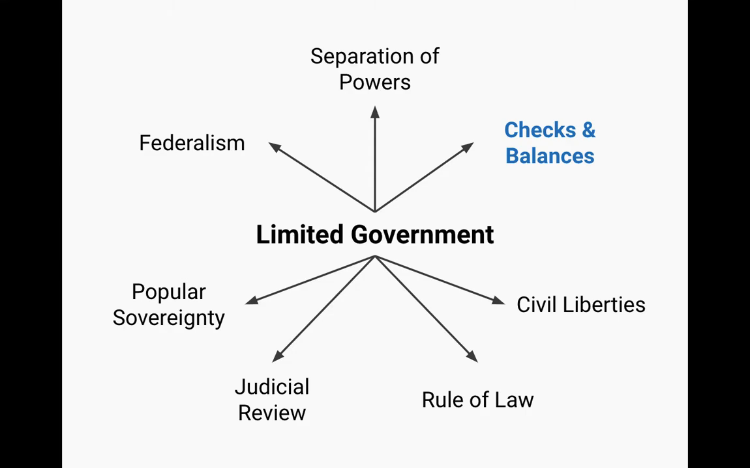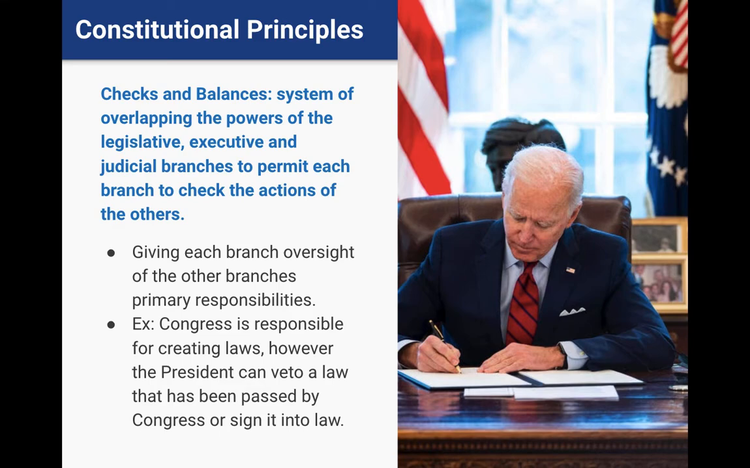Next up, checks and balances. I think this is really, really critical to understand how it limits government, because checks and balances are essentially a system of overlapping powers of the legislative, executive, and judicial branches. It really allows each branch to keep the other branches in check. It gives them a little bit of control over other branches' responsibilities.